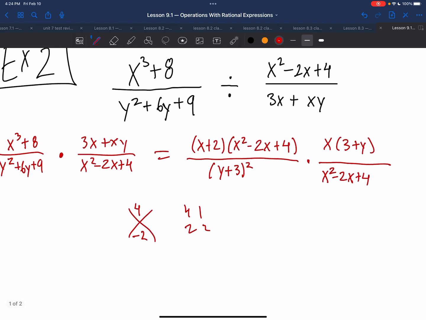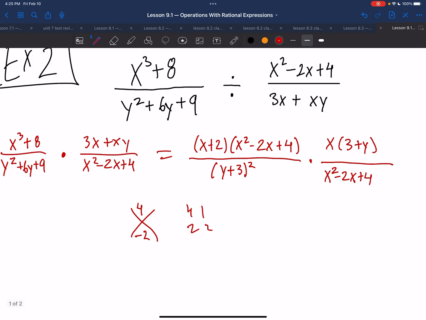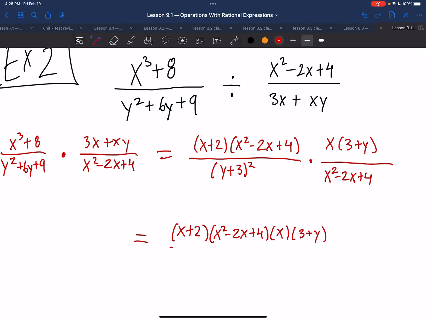Okay. And now I notice a few things. I'm going to go ahead and rewrite the fraction. You don't have to do this, but I want to do this so you can really see it all together as one single fraction. I'm going to write x plus 2, x squared minus 2x plus 4, and then x, and then 3 plus y, and then, again, I'm going to expand that, or rewrite it, so that it's y plus 3 times itself.